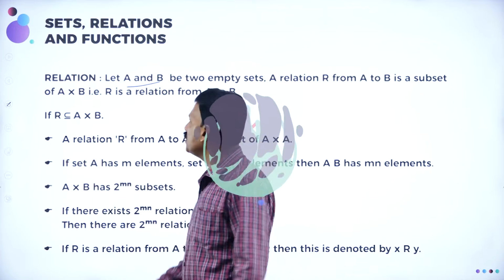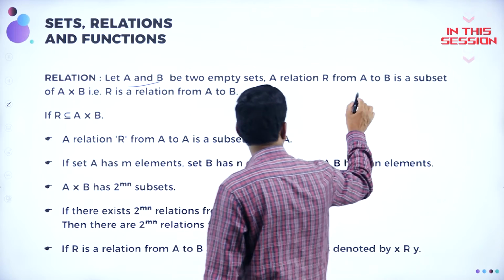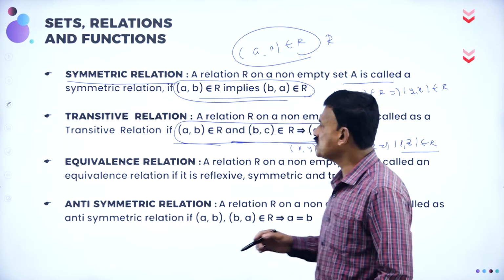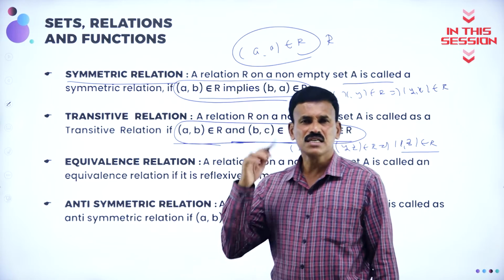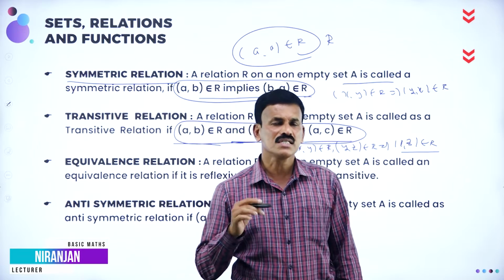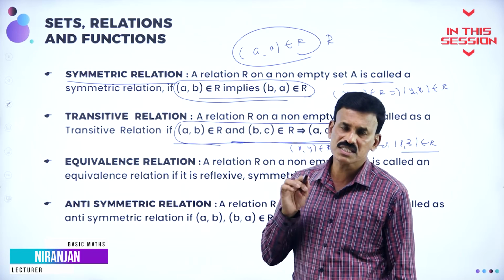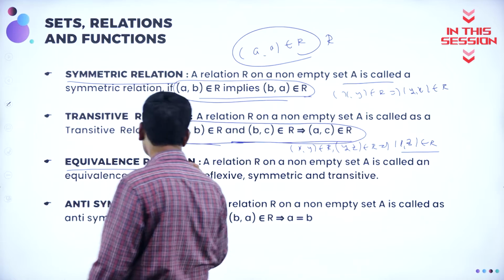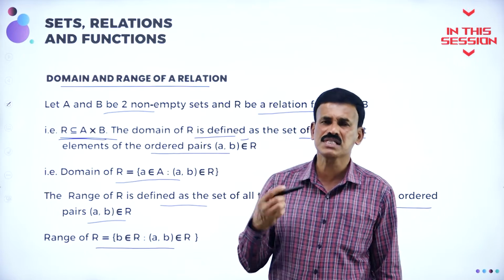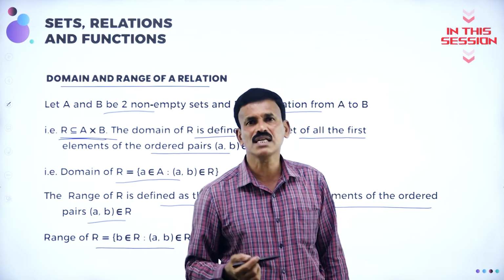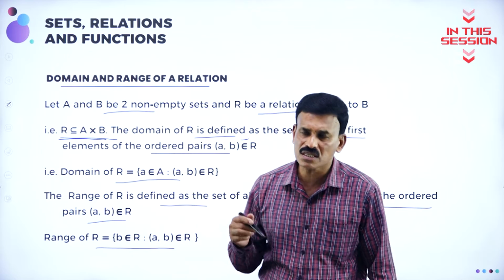If A and B are any two sets, then a relation from A to B is a subset of A cross B. If a relation R on a set A is reflexive, symmetric and transitive, that is, if all three relations are satisfied on the set A, then such a relation is called an equivalence relation. The set of all first elements of the relation R is called the domain, and the set of all second elements of the relation R is called the range.